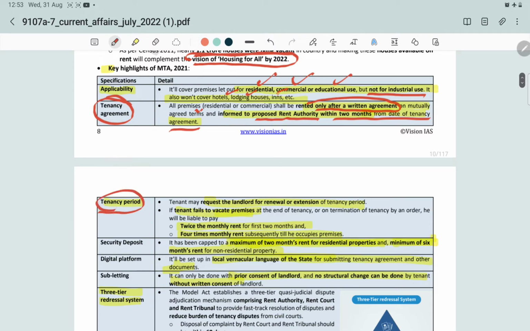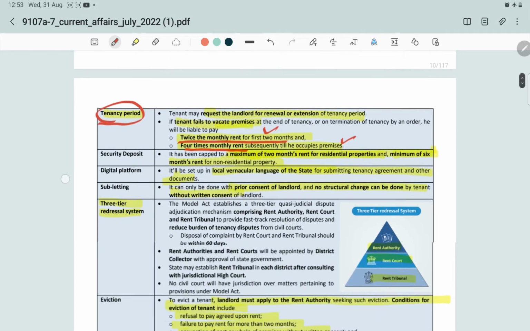And how much will be the tenancy period? Tenant may request the landlord for renewal or extension of a tenancy period. If the tenant fails to vacate the premises at the end of the tenancy or termination of the tenancy by an order, he will be liable to pay twice the monthly rent for the first 2 months, and 4 times monthly rent subsequently till he occupies the premises. That is, after the end of the tenancy, twice the monthly rent for the first 2 months and 4 times monthly rent subsequently.